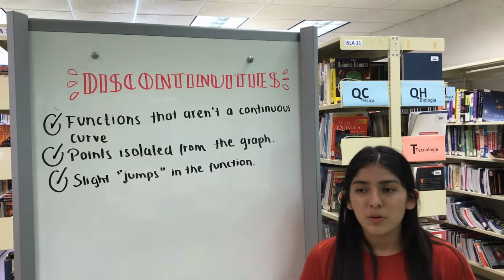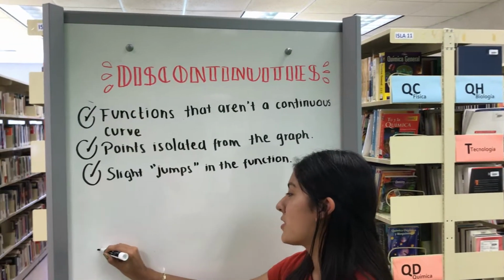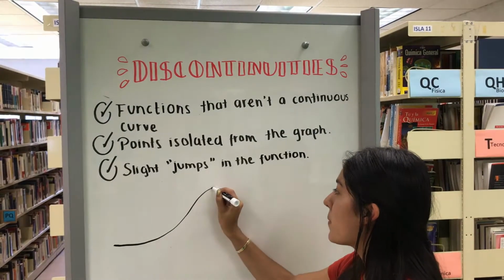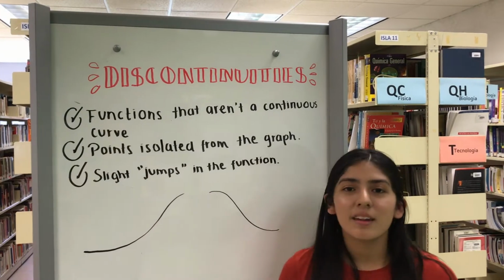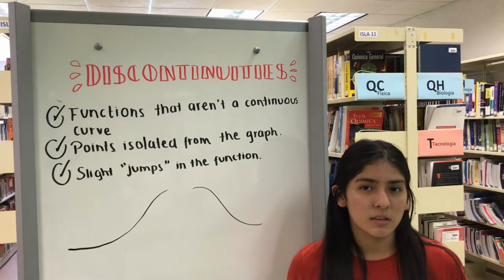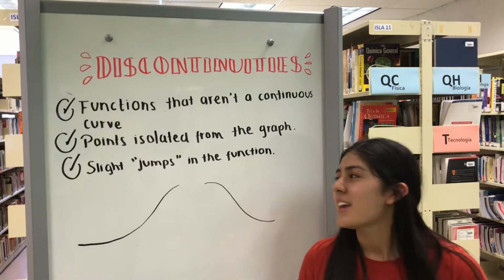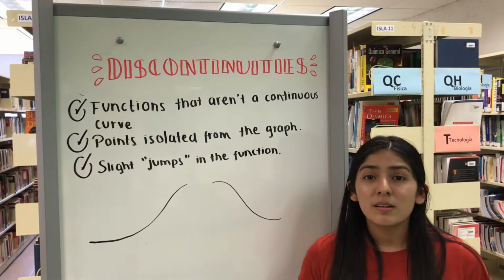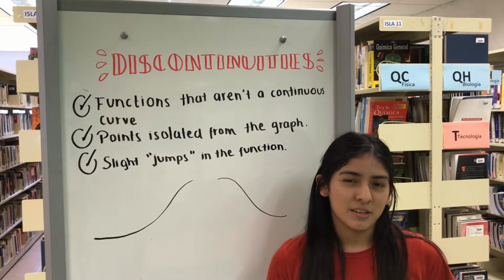For example, we can put it this way. If you have your pencil and you're drawing your function and you have to at least stop once and lift your pencil up to continue the function, then that mathematical object is discontinuous because it isn't smooth and curvy. So whenever there are some slight jumps in the function, we call that mathematical object discontinuous.